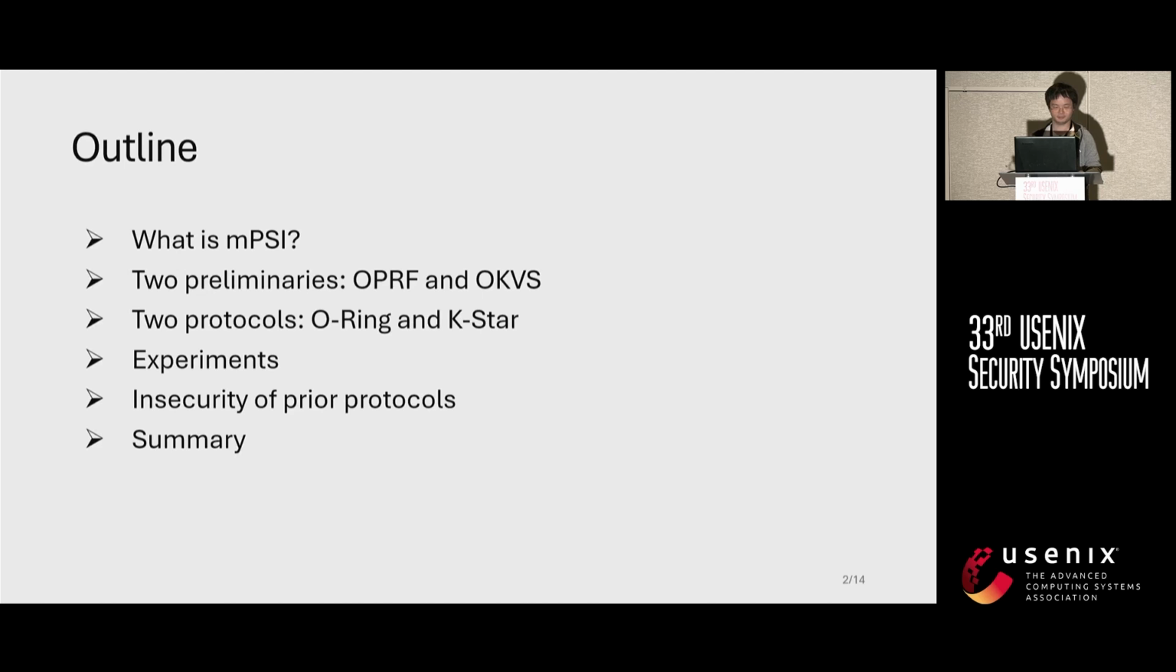Okay, here we go. The outline of this presentation is as follows. First, I will introduce what is mPSI, multi-party PSI, and then I will introduce two preliminaries, the Oblivious Pseudorandom Function and the Oblivious Key-value Store. And then I use these two preliminaries to build two mPSI protocols. And then I will show the experiment results, and then I point out the insecurity of some previous works. Then I make a summary of this presentation.